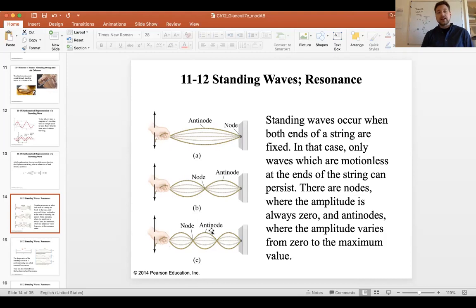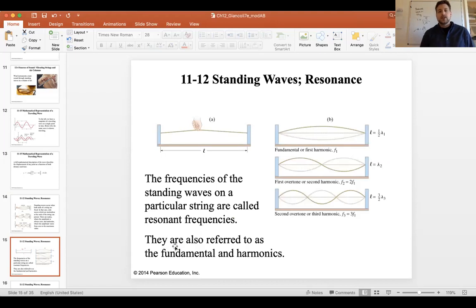Here in figure C, we've got 1.5 wavelengths of this particular wavelength. But if you'll notice, from figure A to B to C, the number of antinodes goes 1, 2, 3. So these are like first mode, second mode, third mode, I guess. The fundamental, and we number them according to the number of antinodes or the harmonic.